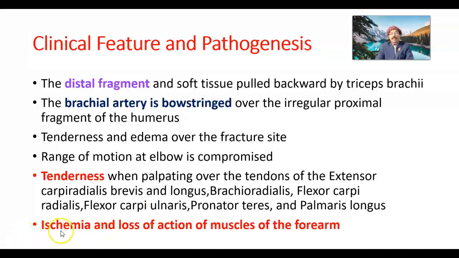Ischemia, that is lack of blood supply, and loss of action of the muscles of the forearm lead to Volkmann ischemic contracture because of lack of blood supply. And also loss of action of muscle will lead to Volkmann ischemic contracture.